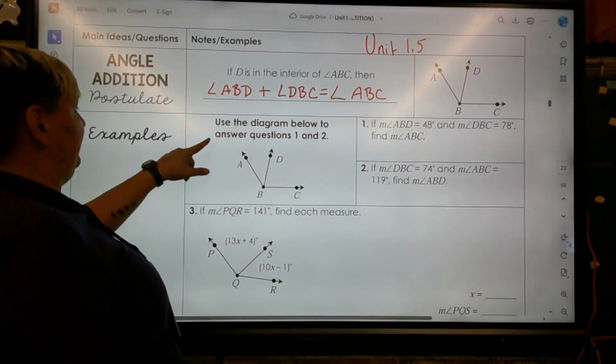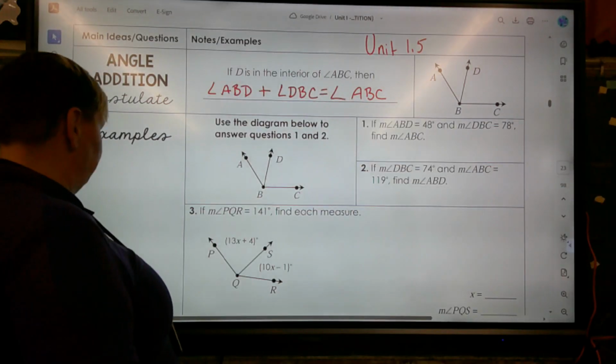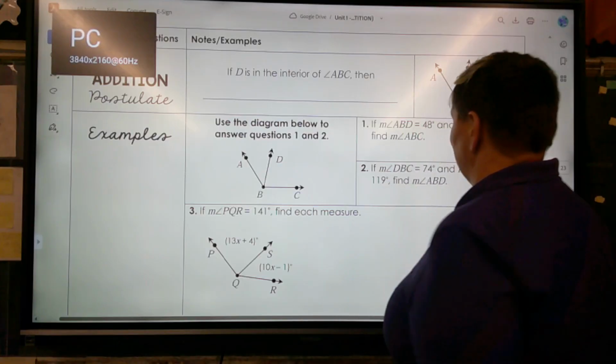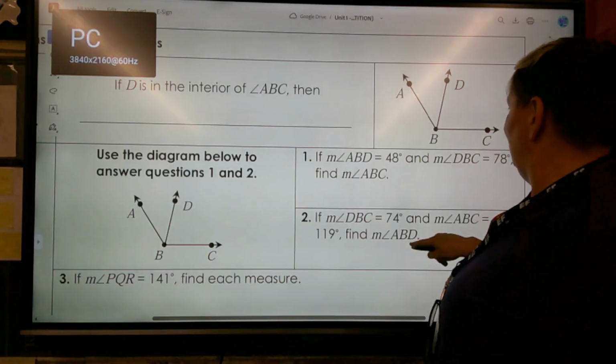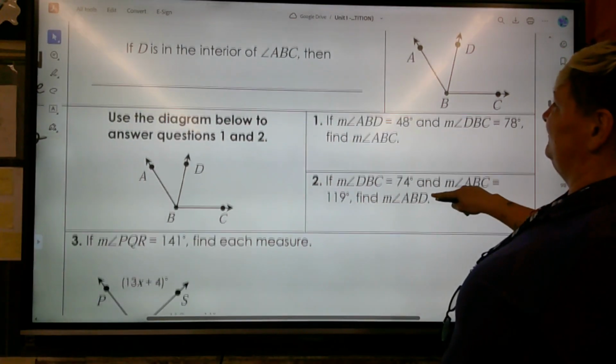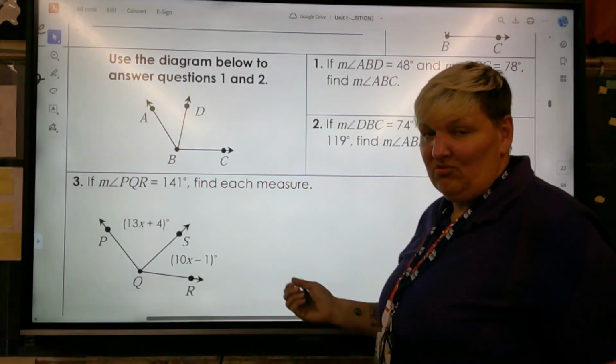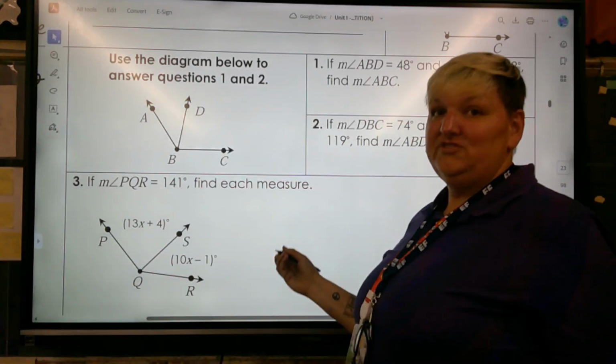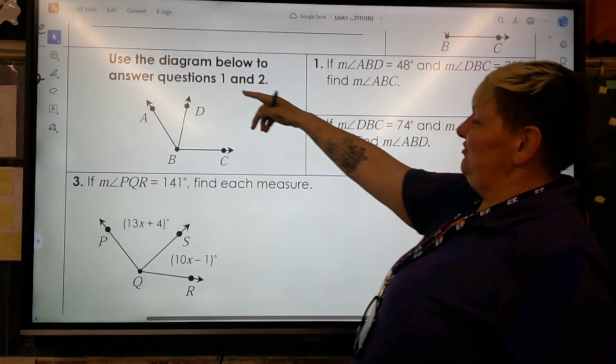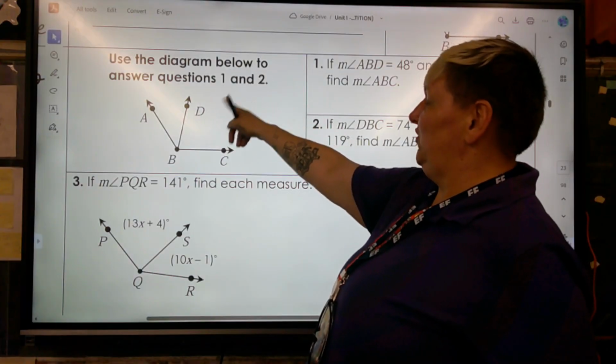All right, so it says use the diagram. Let's see if we can make it a little bit bigger. There we go. Remember, you can always pause, rewind, and rewatch. No excuses. All right, use the diagram below to answer questions 1 and 2.